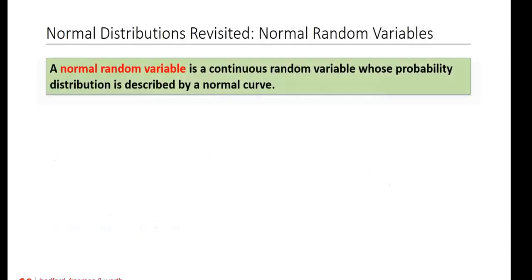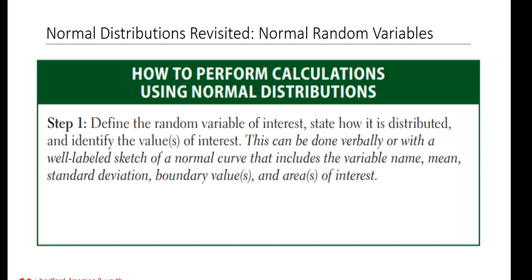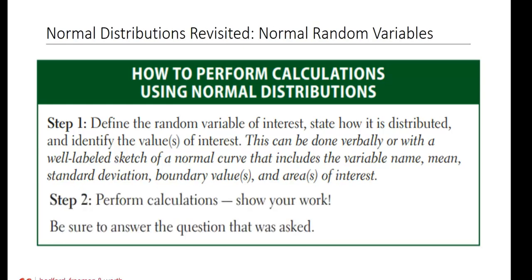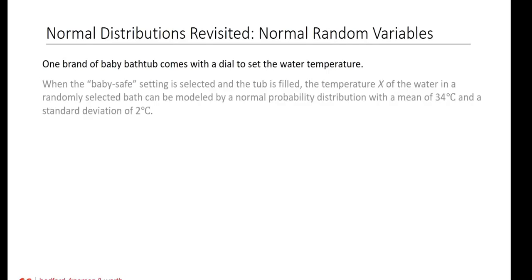A normal random variable, okay, we got that. Define the variable of interest. It's fine to do that verbally, or write it down. Perform the calculation, show your work. I'll tell you what we need to show here. One Brad baby tub has a dial on it to set the water temperature. It's pretty fancy. When the baby safe setting is selected and the tub is filled, the temperature X of the water, as a random variable, will be modeled by the normal probability distribution with a mean of 34 and a standard deviation of 2.